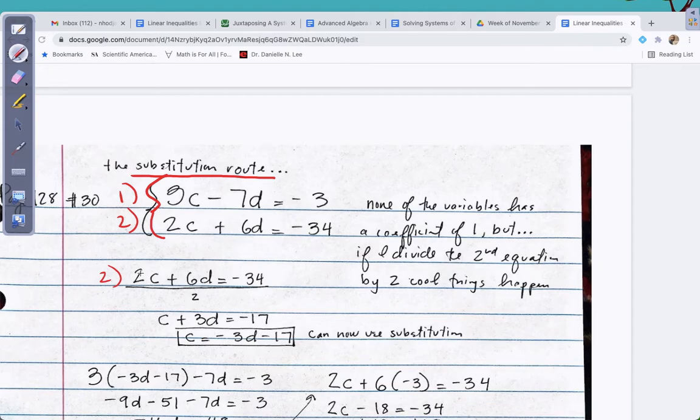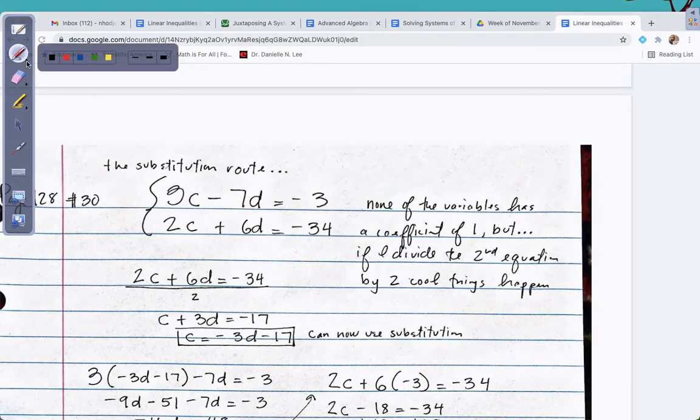One of them is that the 2's cancel out, leaving me with C plus 3D. 6D divided by 2 is 3D, and negative 34 divided by 2 is negative 17. And that's convenient for me because now this variable has a coefficient of 1, and I can isolate it such that I get C is equal to negative 3D minus 17. Now why is that useful? Because I can now take that other name for the letter C. I like to think of this as a synonym for C. I can also call the letter C negative 3D minus 17.